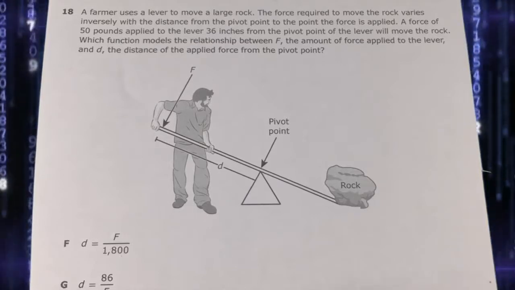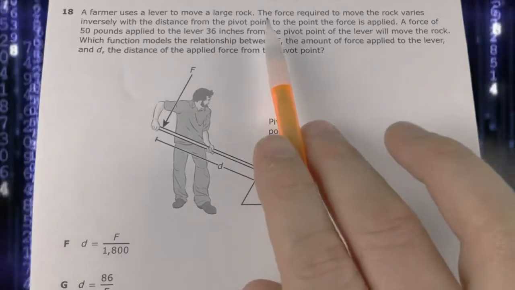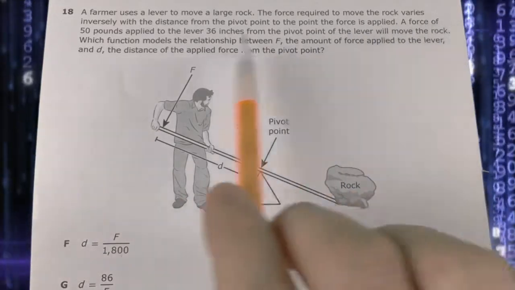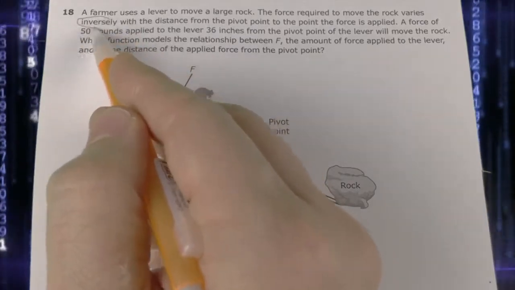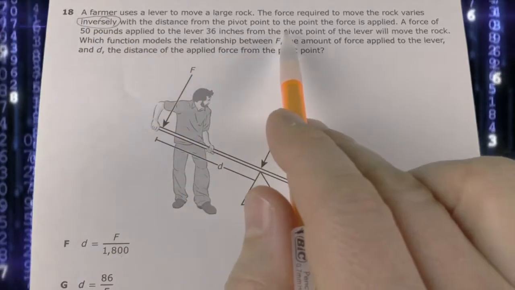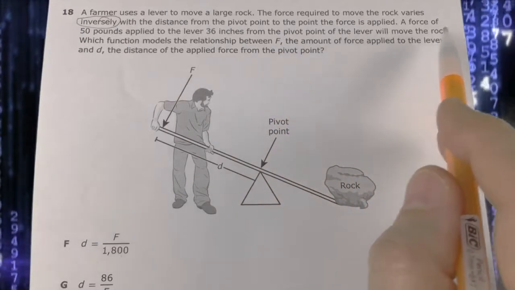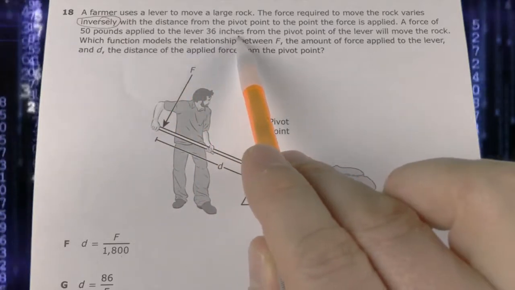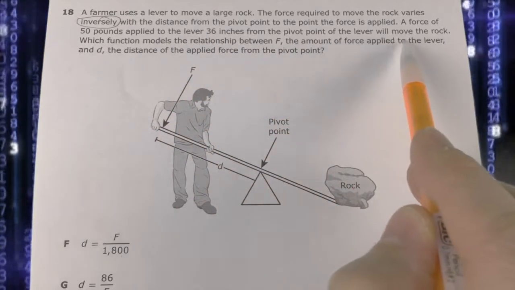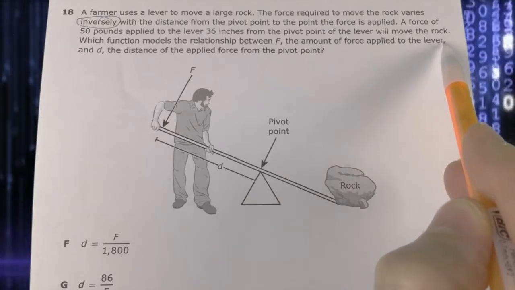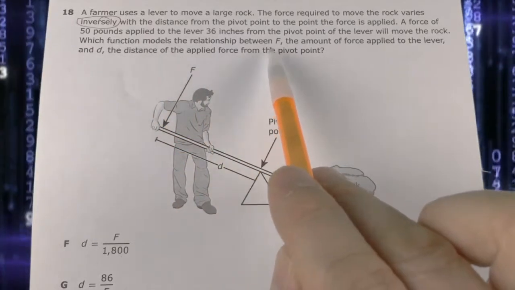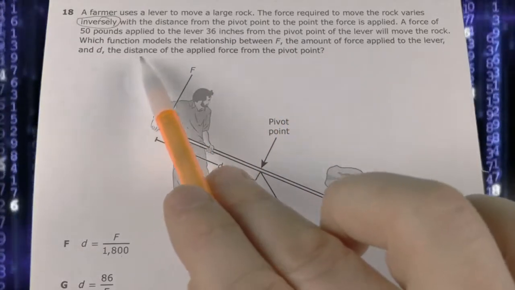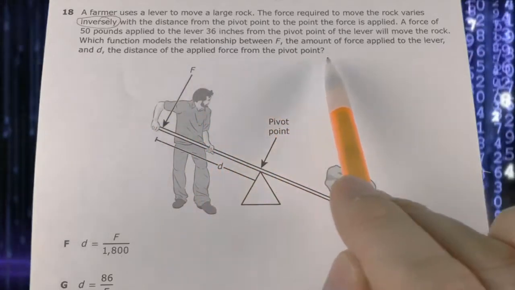A farmer uses a lever to move a large rock, and here he is. The force required to move the rock varies inversely with the distance from the pivot point to the point the force is applied. A force of 50 pounds applied to the lever 36 inches from the pivot point of the lever will move the rock. Which function models the relationship between F, the amount of force applied to the lever, and D, the distance of the applied force from the pivot point?